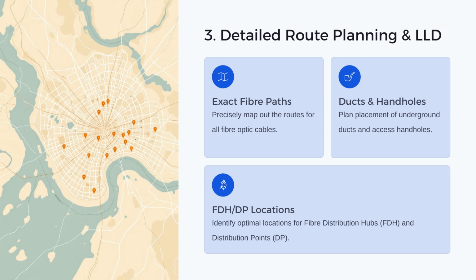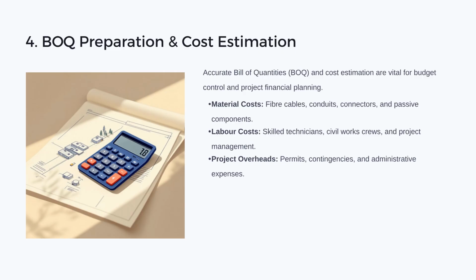This involves precisely mapping the exact fiber paths, planning the placement of ducts and handholds, and identifying optimal locations for fiber distribution hubs and distribution points. Step 4 is BOQ preparation and cost estimation, which is vital for budget control.